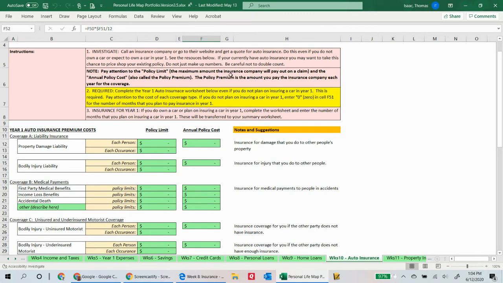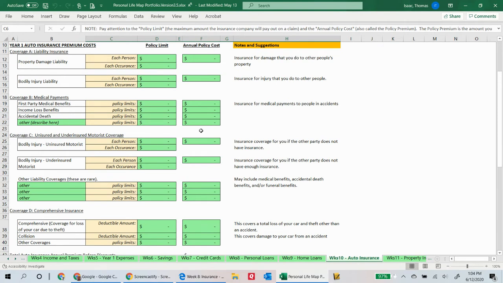And this is right up here in this note. Make sure that you read and understand those two differences. They are extremely different, and you need to make sure you understand them.